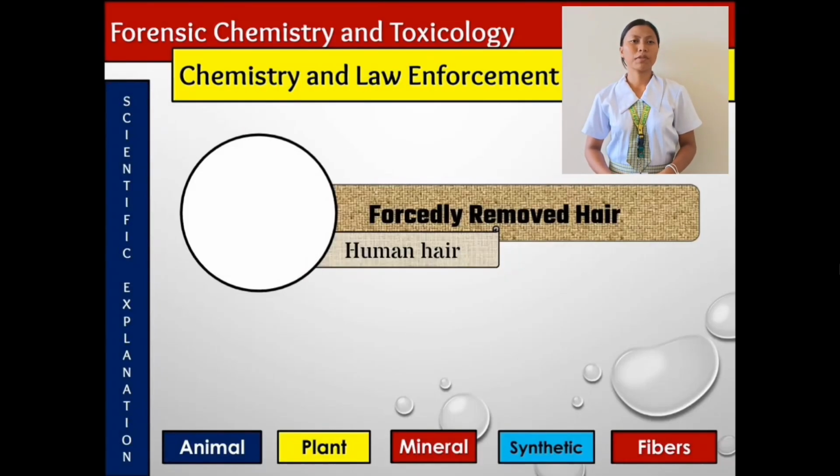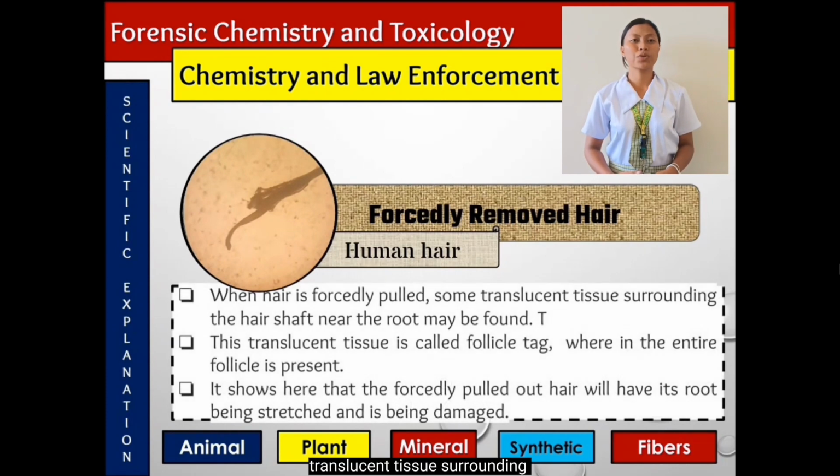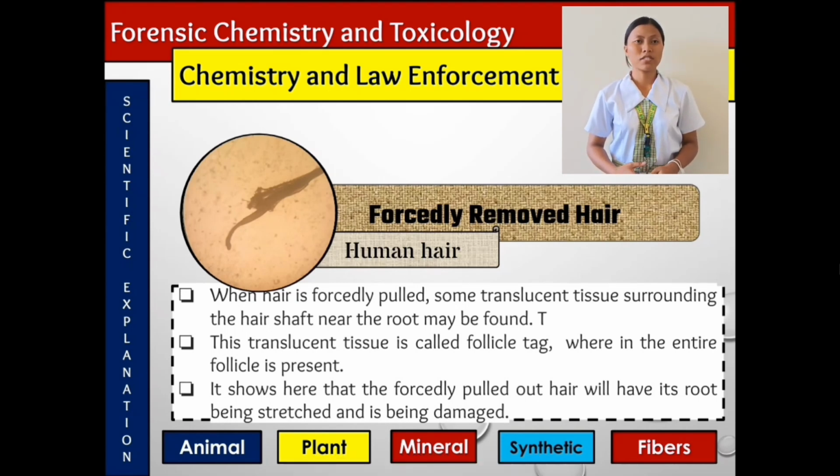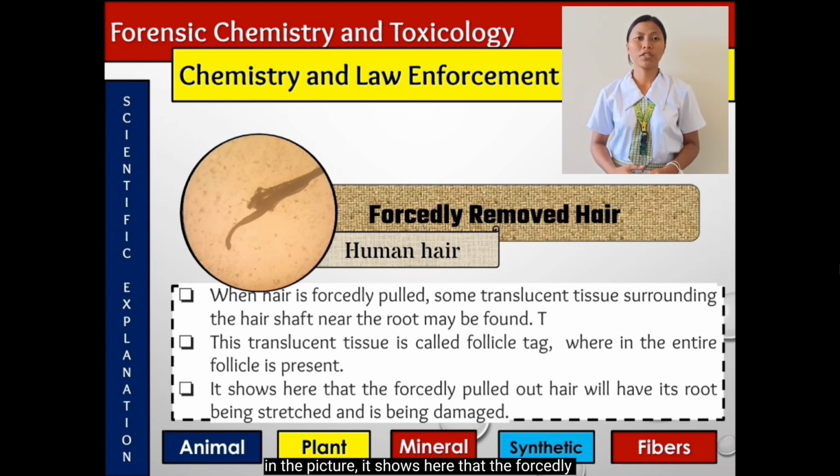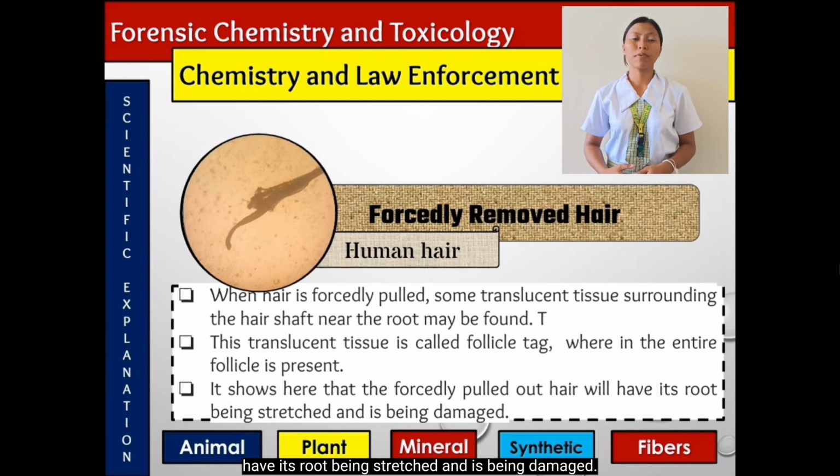When hair is forcibly pulled, some translucent tissue surrounding the hair shaft near the root may be found. This translucent tissue is called the follicle tag, where the entire follicle is present. As you can see here in the picture, the forcibly pulled out hair will have its root stretched and damaged.